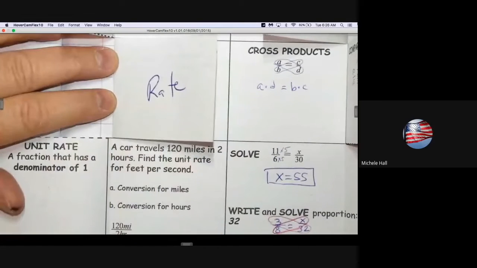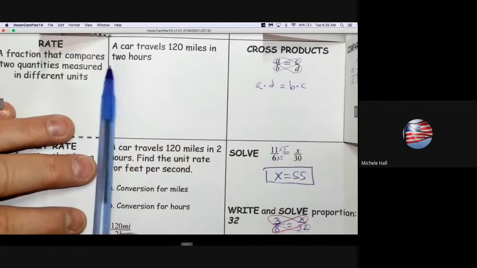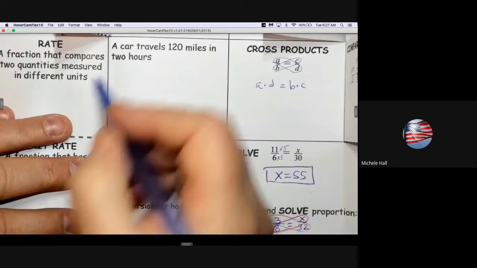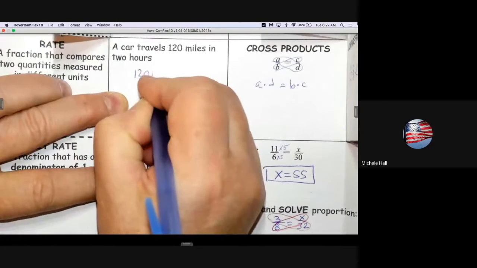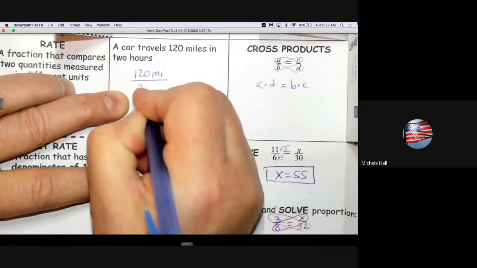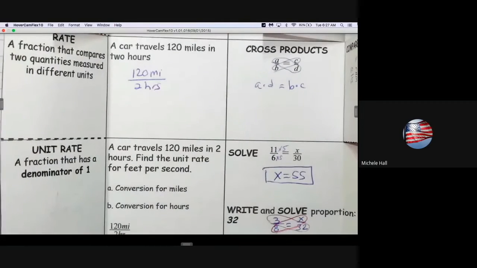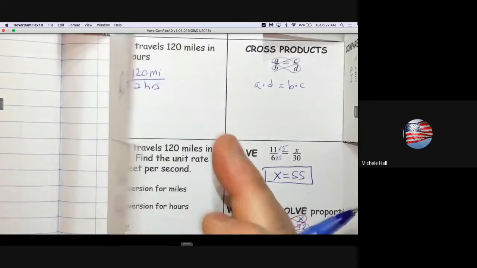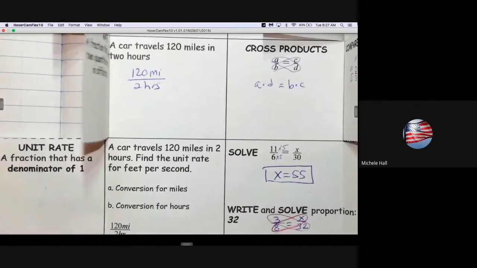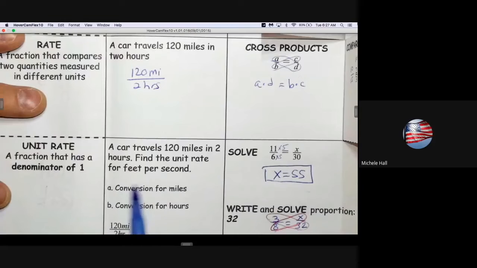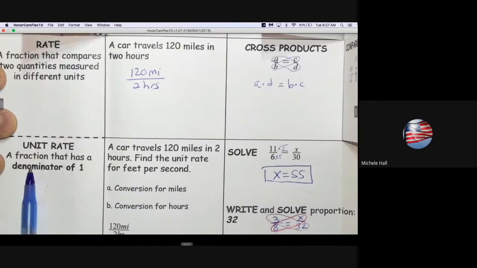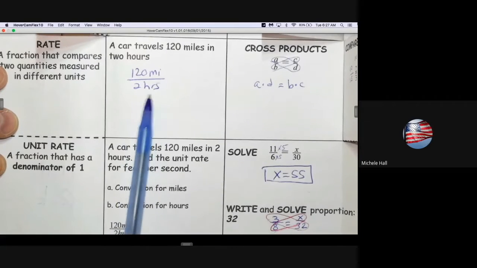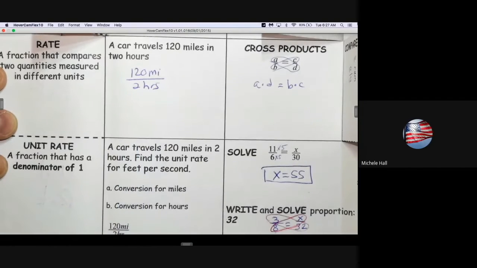Looking at a rate. A car travels 120 miles in 2 hours. That is a rate. And the next one is going to be about a unit rate. A unit rate is where we'd like to have a 1 in the denominator. I want to know per 1, like how much per 1 hour. That would be 60 miles per 1 hour. That would be a unit rate. We want to know per 1.